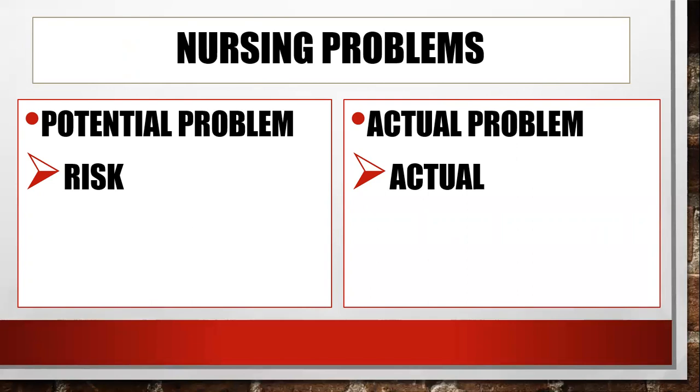For example, I'll give this example. Someone presents to you with a diarrheal condition. Under the potential problem, you will indicate that this patient is at risk of fluid volume deficit. Okay, that will be your potential problem. And if we come under the actual problem, you do not add the word risk, but you just write fluid volume deficit because it has already occurred. Let's move on.